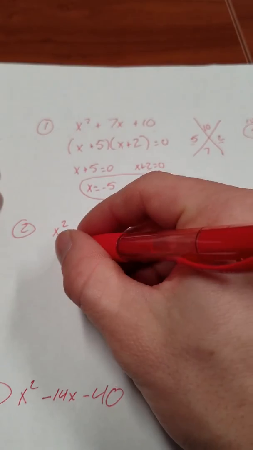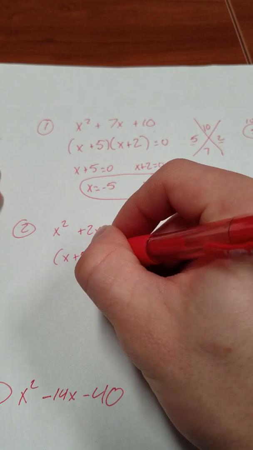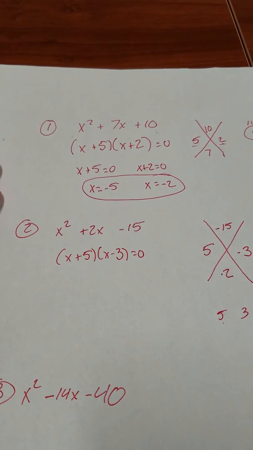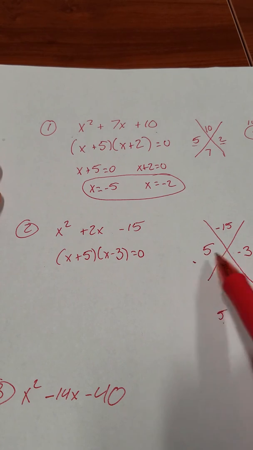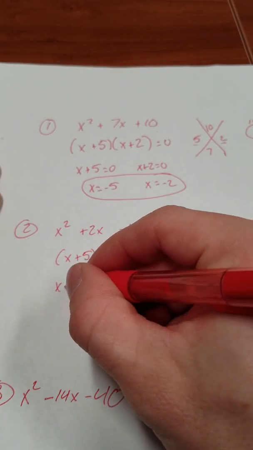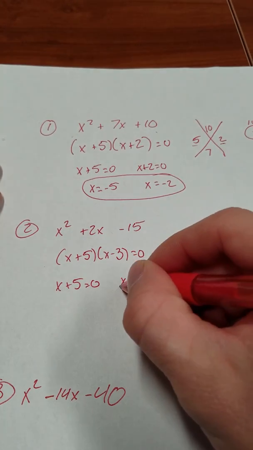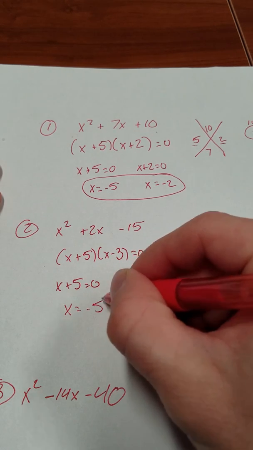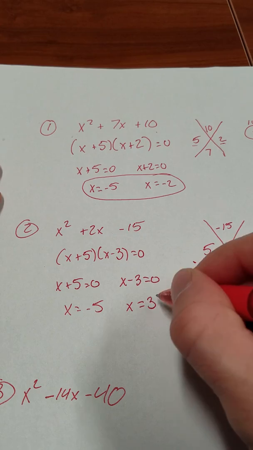Now again, we write our factors. x plus 5, x minus 3 equals 0. Coming from our factors from over here. Set each one of them equal to 0, and solve. So x equals negative 5, x equals positive 3.